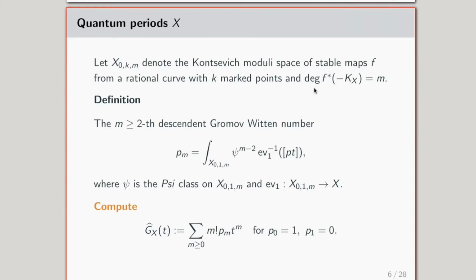So if X is a smooth Fano variety, then you can take the moduli space of stable maps from a rational curve with k marked points of degree m, and then you can define the descendant Gromov-Witten invariant by evaluating it against the (m minus 2)th power of the psi class, given by the evaluation map, because you have one marked point, k equal to 1 here. That defines some number, and then you can compute this expression, this potential function. Okay, one can try to compute this.